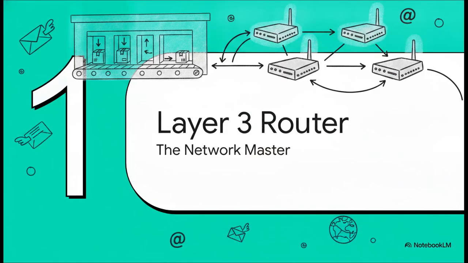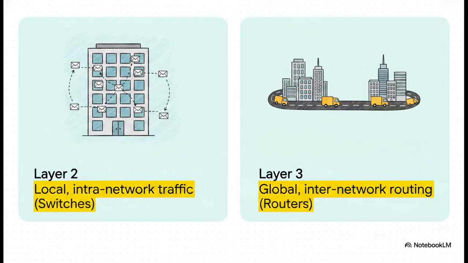Section 1. Layer 3 Router, the Network Master. Now, if you've studied any networking basics, you already know about switches. And switches are fantastic, but they operate at Layer 2 of the OSI model. That means they use physical MAC addresses to pass data around within the exact same local network. Routers, on the other hand, operate at Layer 3, the network layer. They use logical IP addresses to make intelligent decisions about how to connect entirely different networks together.